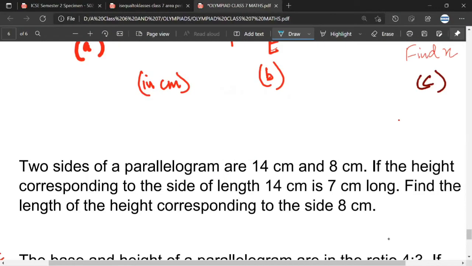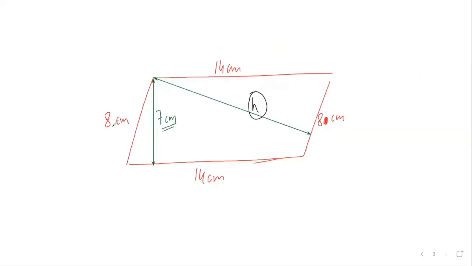Yes, sir. So two sides of a parallelogram are 14 centimeter and 8 centimeter. If the height corresponding to the side of length 14 centimeter is 7 centimeter long, find the length of the height corresponding to the 8 centimeter. So this is the figure. The two sides are 8 centimeter and 14 centimeter. Corresponding to 14 centimeter, the height is 7 centimeter. Absolutely correct. Always remember that the height is perpendicular. It's always perpendicular. So what I need is to find this h corresponding to the side 8 centimeter.